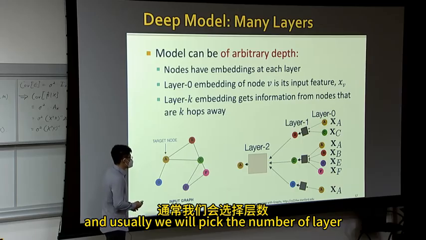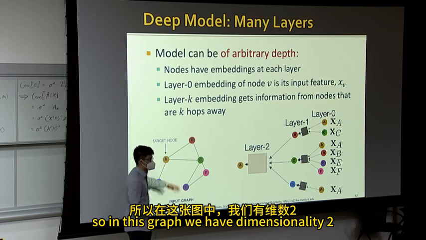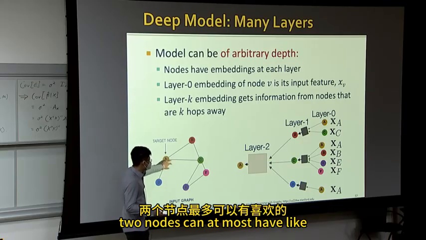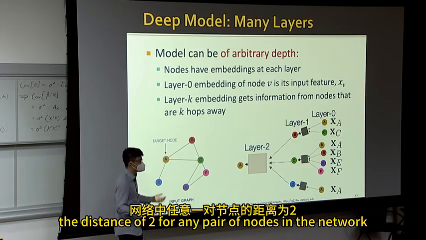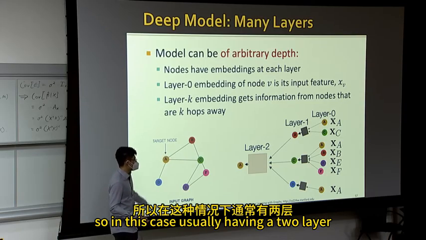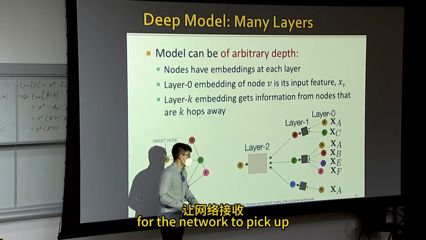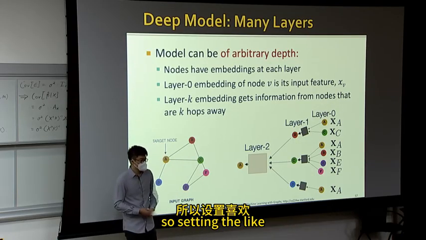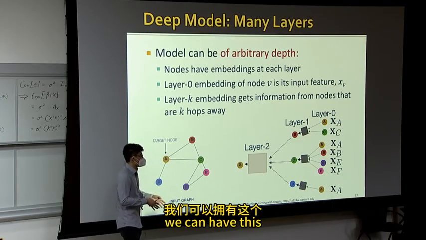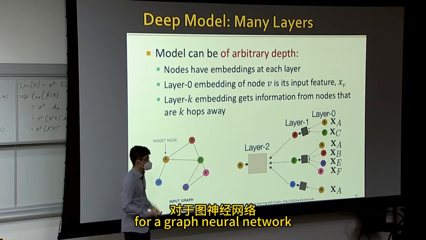And usually, we will pick the number of layers approximately equal to the diameter of the graph. So in this graph, we have diameter 2, which means that any pair of nodes in the network can be at most a distance of 2 apart. So in this case, usually having a 2-layer GNN will be sufficient for the network to pick up the essential information in the network. So we can have this kind of more principled way to set the number of layers for a graph neural network.